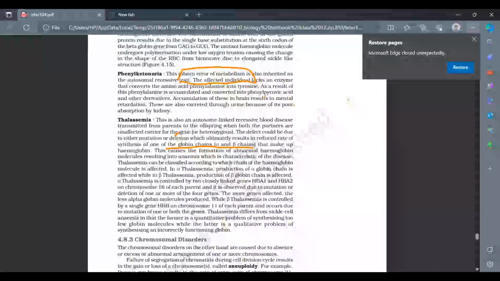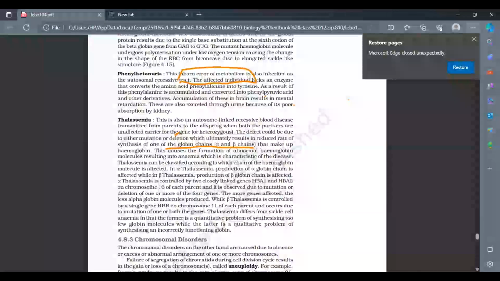In thalassemia, the hemoglobin is affected. Thalassemia can be classified in two ways. It is alpha thalassemia if the alpha globin gene is affected, while it is beta thalassemia if the beta globin gene is affected. Alpha thalassemia is controlled by two genes, HBA1 and HBA2, that are present on chromosome number 16 of each parent. It is observed that due to mutation or deletion or some kind of difference in this gene, less production of alpha globin molecules occurs. That happens in alpha thalassemia.